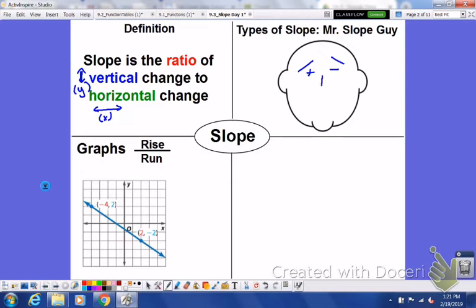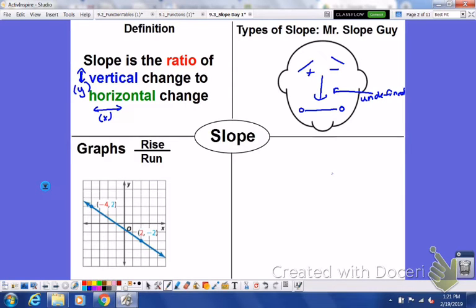If you have a vertical line, that's undefined, so his nose there is undefined. And then if you have a horizontal line, make his mouth, that is 0. So if you can remember Mr. Slope Guy, that will help you remember what your slope types are. We have positive, negative, undefined, and 0.